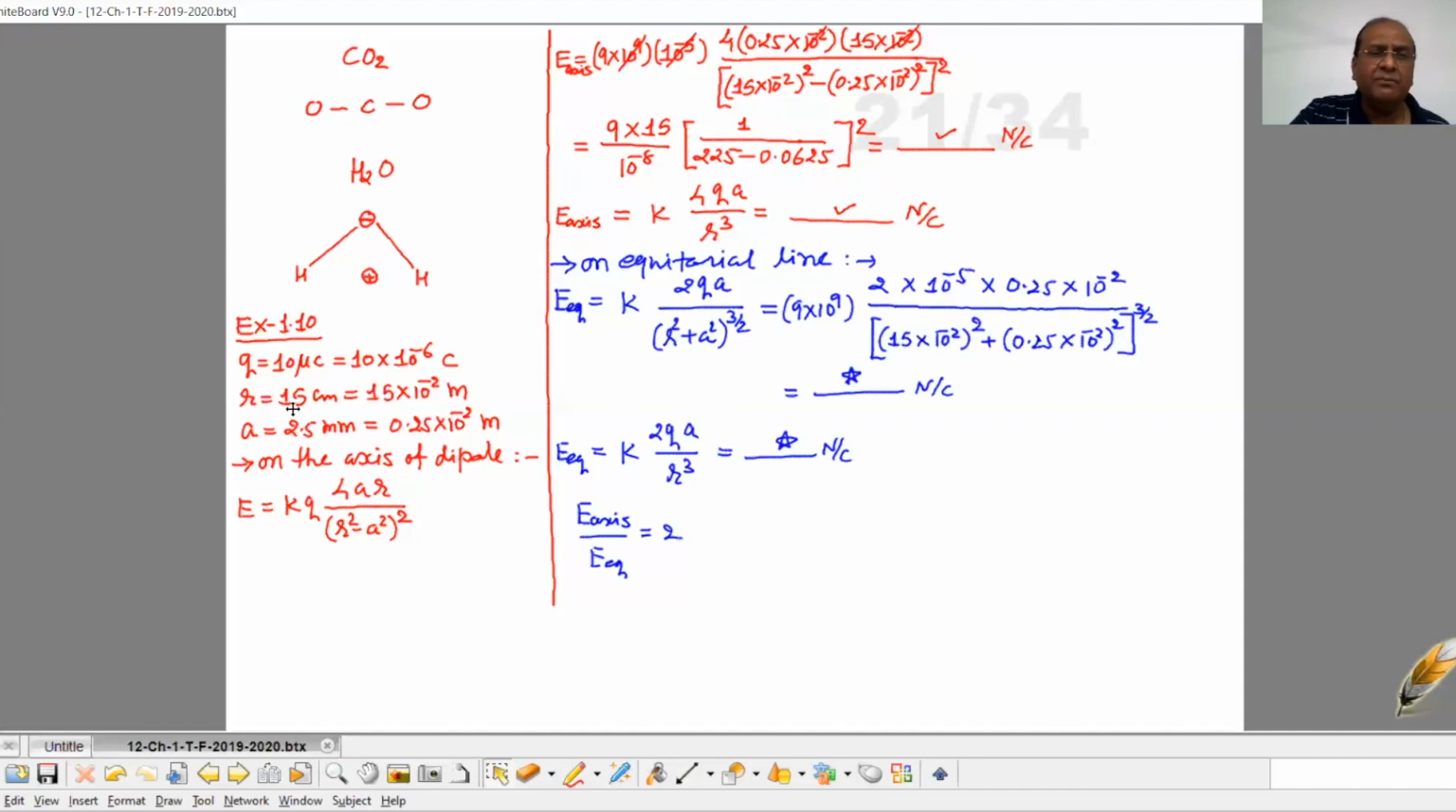And here, compared to this 15 centimeter, 2.5 millimeter is very, very small. So we can neglect it, and then it is represented here by calculations. Yes, we can use this special case equation also in this type of case. And then we can check this thing. If we take the ratio of E axis upon E equator, then it will come to 2, because here the point is at the same distance on the axis as well as on the equator. Clear?